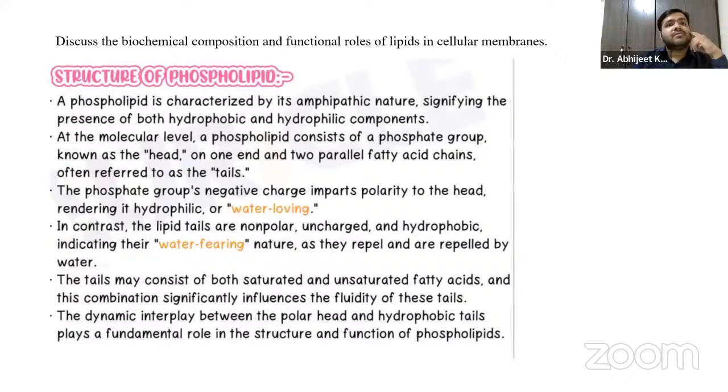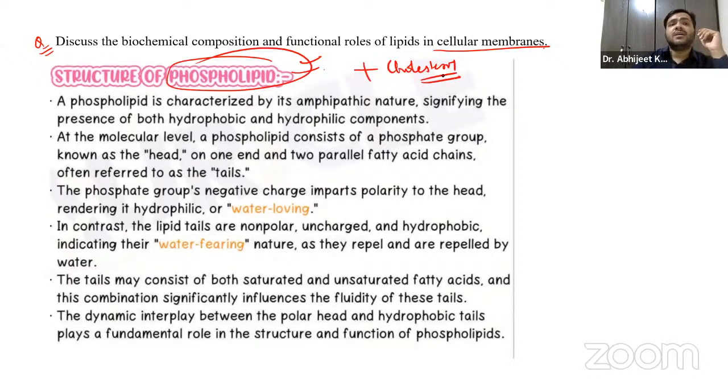Coming on to the next, that is the biochemical composition and functional role of lipids in the cellular membrane. You already know which lipid is responsible in the cellular membrane: the phospholipid makes up most of it, and apart from that we have cholesterol also. Firstly, you have to describe the structure of the phospholipid, also the composition, how it is made. It is made up of phosphate plus lipid molecule.